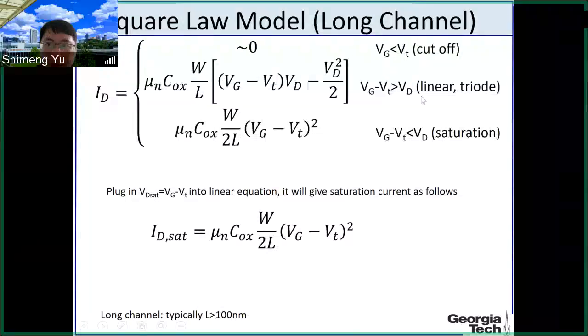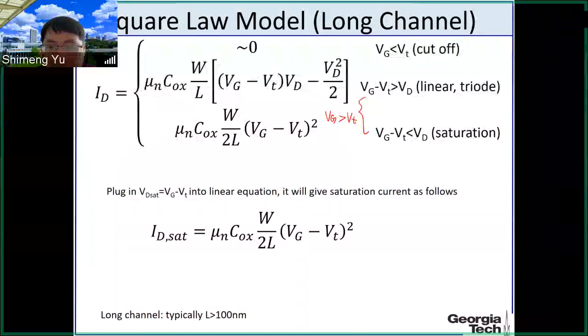And then in the linear region, or sometimes we call it the triode region, this assumes the channel is already formed. So you have Vg larger than the threshold already.